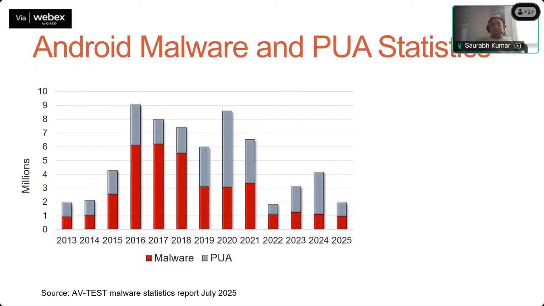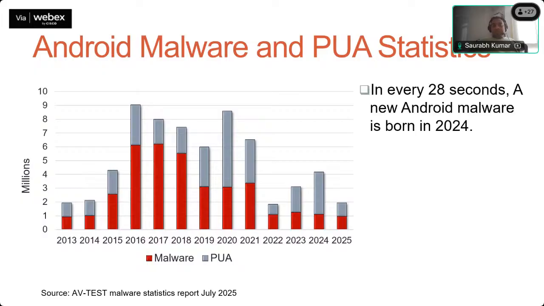So we can say that both malware and PUAs are very harmful for us. If we compare these statistics for 2024, every 28 seconds a new Android malware was born in 2024. This is only for the malware figure. If you account PUAs as malware, then the figure is one every 8 seconds. Every 8 seconds, one malware. That is the actual figure. So seeing this much growth, we should worry about malware in the Android platform.